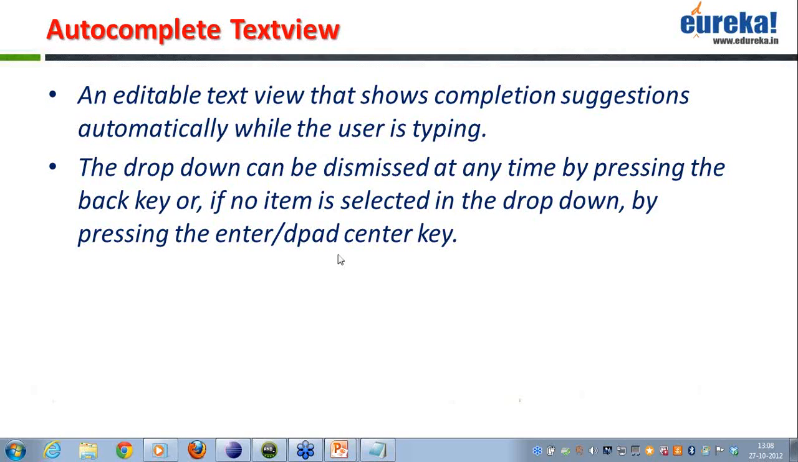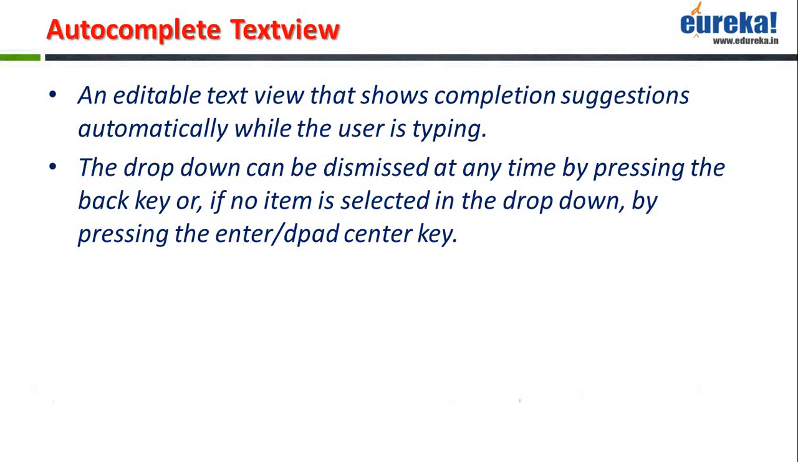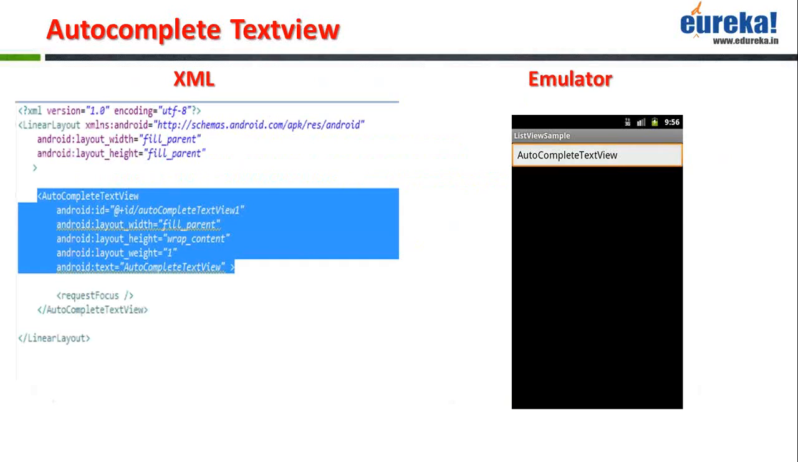The drop down can be dismissed at any time by pressing the back key, or, if no item is selected in the drop down, by pressing the center or the D-pad key. Here is an example of an autocomplete text view. I have a linear layout, under it an autocomplete text view, and then I'll fill up the adapter. So let's take an example for it.